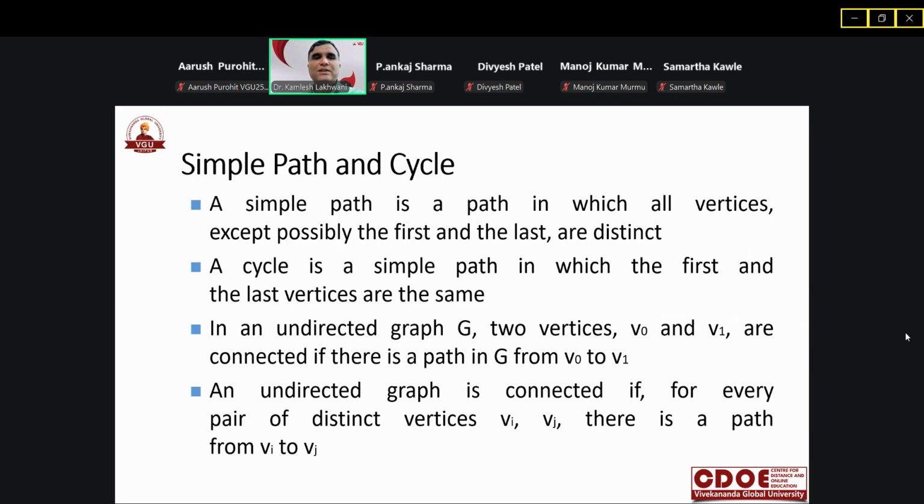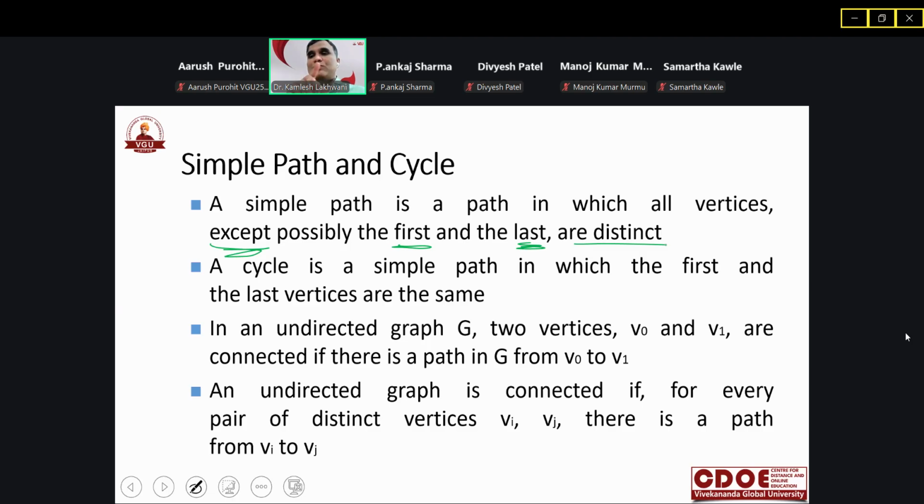Now try to understand simple path and cycle. What do you mean by simple path and cycle? A simple path is a path in which all vertices except possibly the first and the last are distinct. Means first and last are not the same node, right?